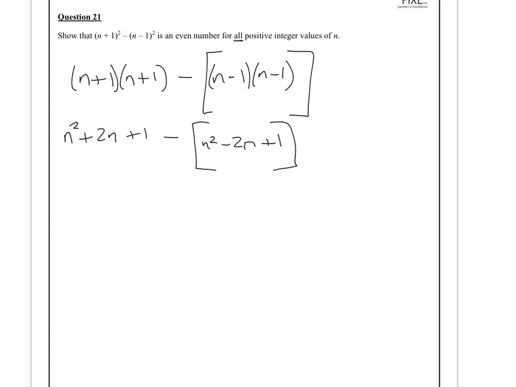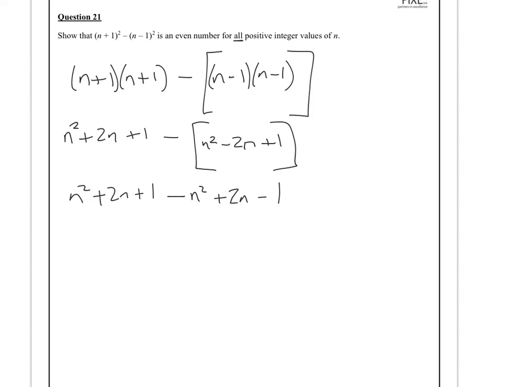Now the reason I've been using these square brackets is because we're going to be taking away all of this bracket, which means this minus 1 is going to be multiplying every term in this square bracket here. So I'm going to do that now. This will be minus n squared, minus 1 times minus 2n is going to be plus 2n, and then minus 1, and that's going to be taken away from this expression here.